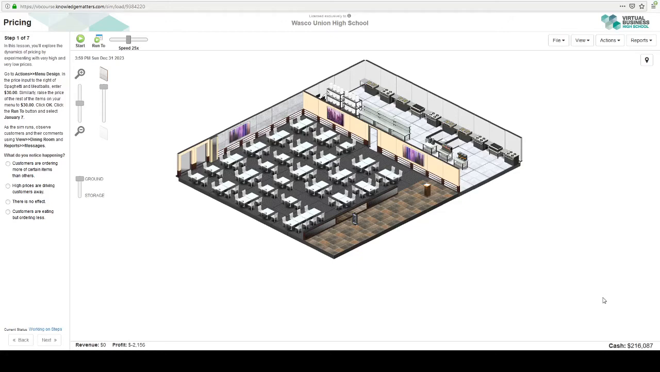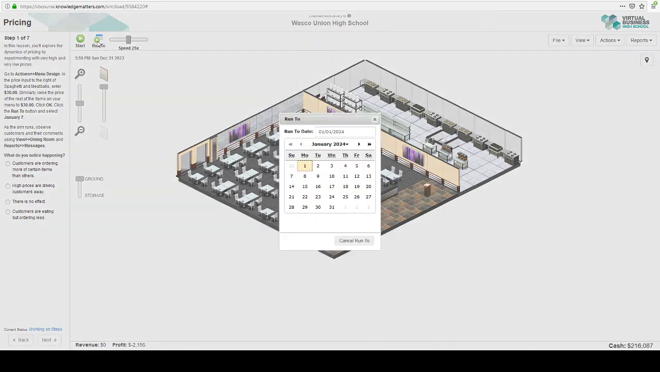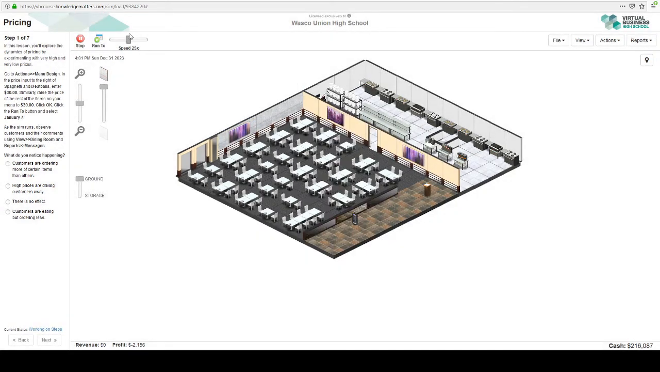All right, lesson number 5 is pricing. So what we're going to do is go to Actions, Menu Design. Now we are going to change the price of everything to $30, which is crazy, but let's just see what happens when we do that. Okay, so let's run our sim to January 7th, so a week forward. Speed that time up.